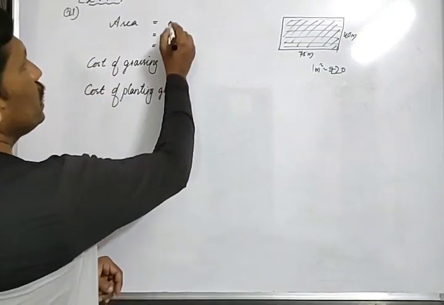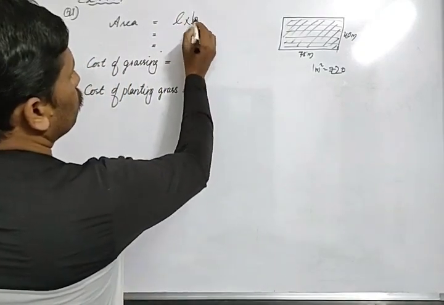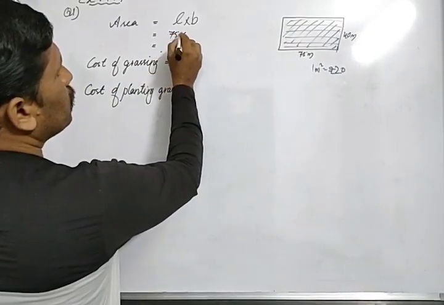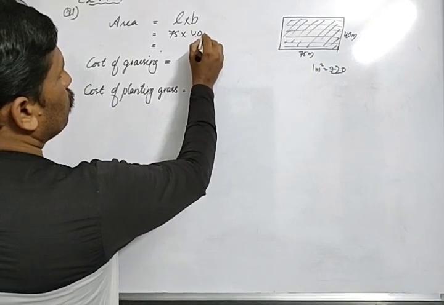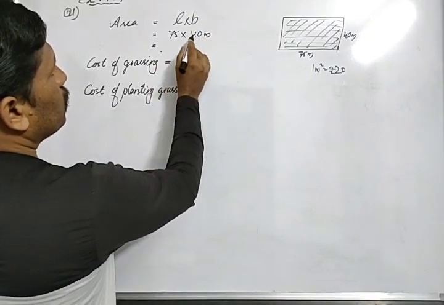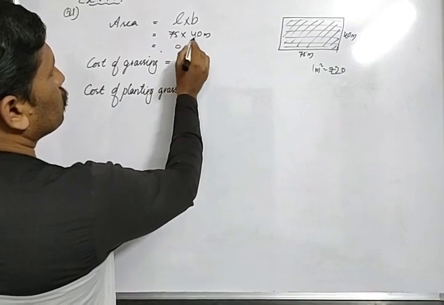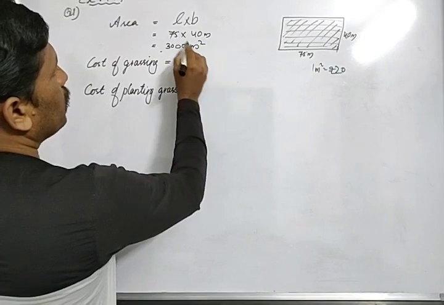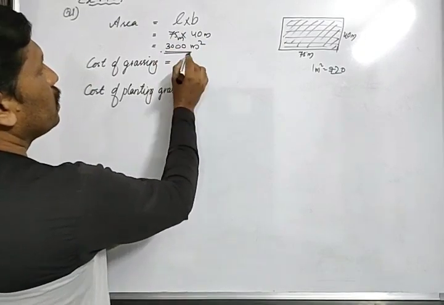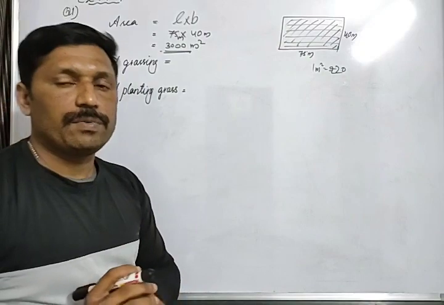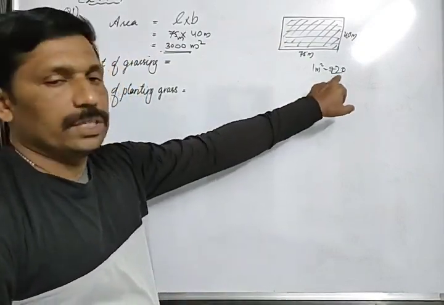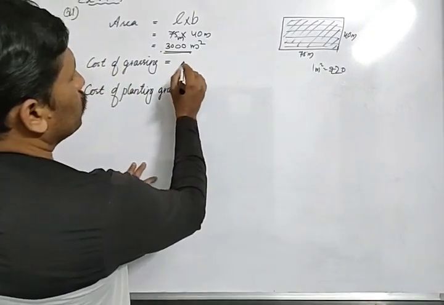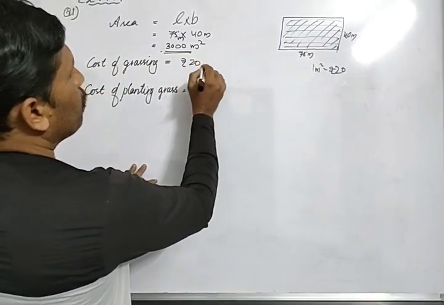So here the area of a rectangular park is length into breadth, and length is 75 meter, that means 75 into 40 meter, that is equal to 3000 meter square. 3000 meter square is the area. That means on 3000 meter square area we want to plant grass. 1 meter square is 20 rupees. So for total 3000 meter square how much? So cost of planting is rupees 20 per meter square.